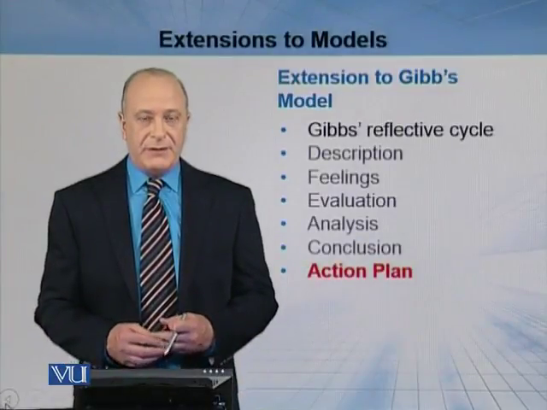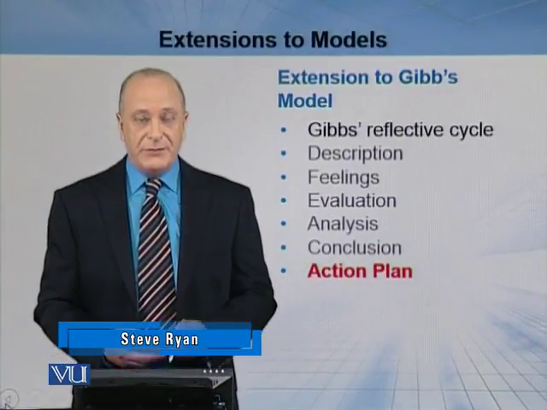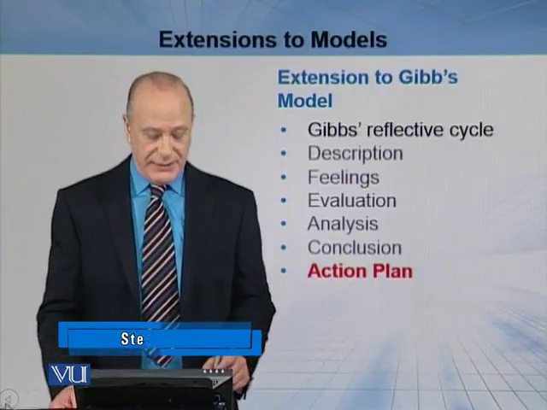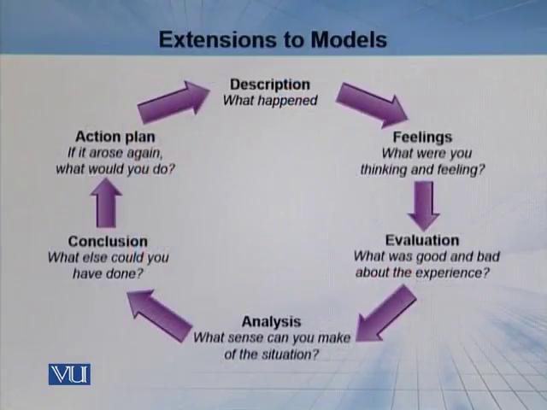The sixth and final stage of Gibbs' reflective cycle is the action planning stage. And we see the action planning stage in the cycle between the conclusion of a previous experience and as part of leading to a new experience which needs to be described. And the action plan is where we consider the experience that we've had and how we need to deal with it. What would we do in order to change it, to improve it?